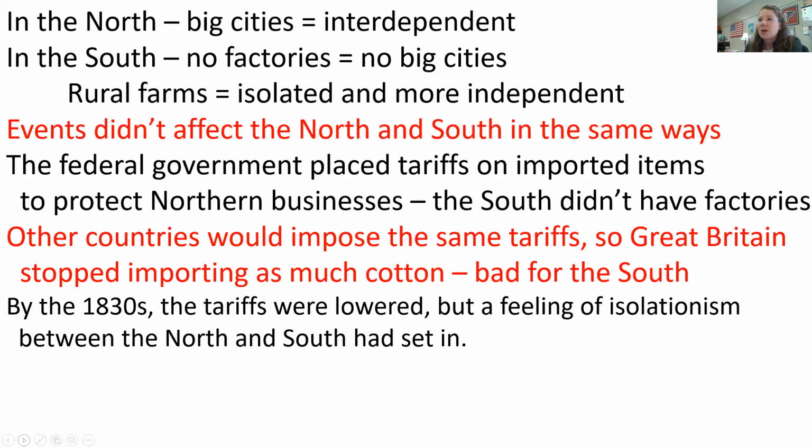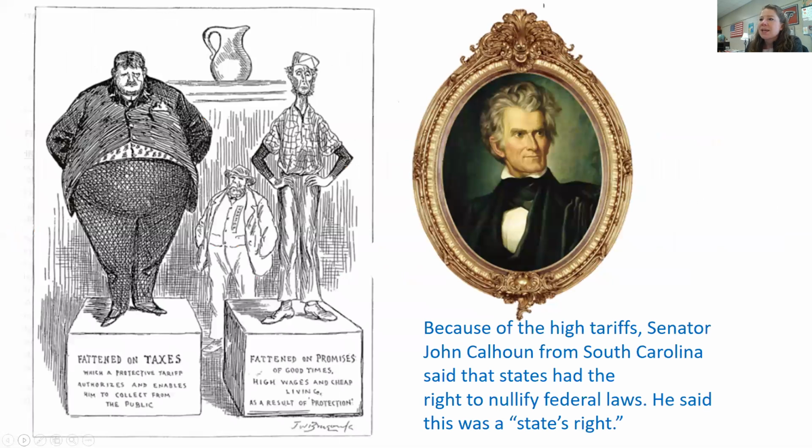And so there was already this division feeling that had set in, and people were starting to get a bad taste in their mouths. So here was one of the political cartoons that came out at the time. The guy on the left represents the North. It said that he was fattened on taxes, which a protective tariff authorizes and enables him to collect from the public. So he's a large man. He has been fattened up by these tariffs.